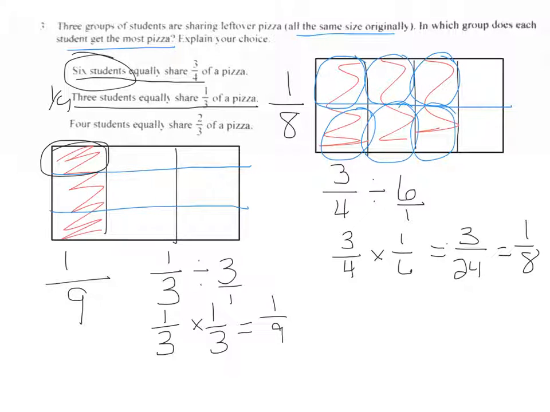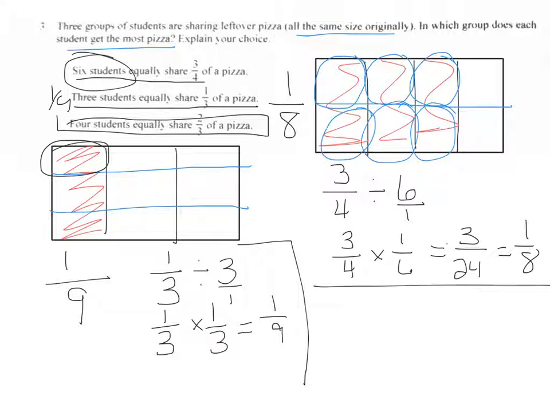Okay, and lastly, we have 4 students sharing 2/3 of a pizza. So I'm going to go ahead and just work this one out mathematically since I'm running out of room here. So I have 2/3 of a pizza divided among 4 students. I can rewrite that as 2/3 times 1/4, which equals 2/12, which simplifies to 1/6.